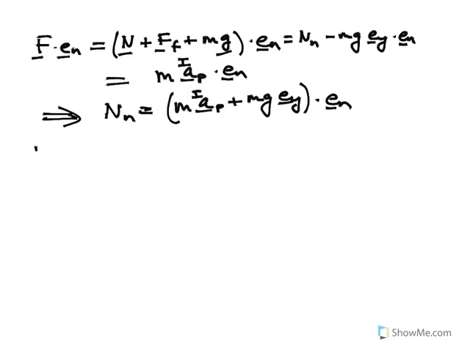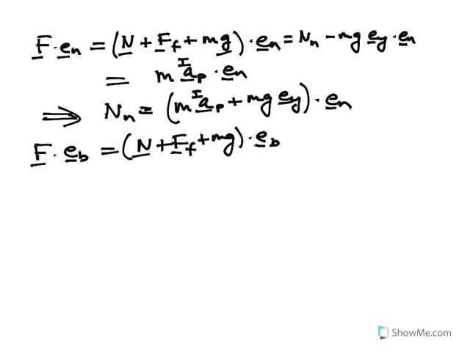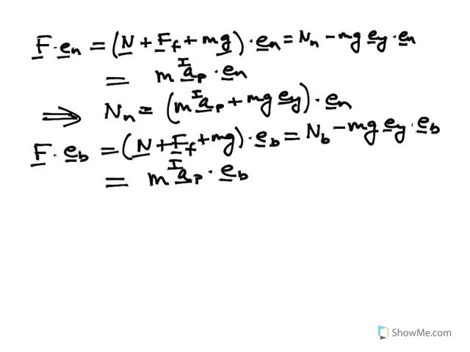And now I can do the same thing for the EB component. I get N plus F sub F plus mg dotted with EB is equal to N sub B minus mg Ey dotted with EB, which is equal to the mass times the inertial acceleration dotted with EB.